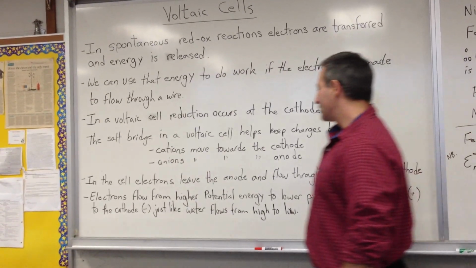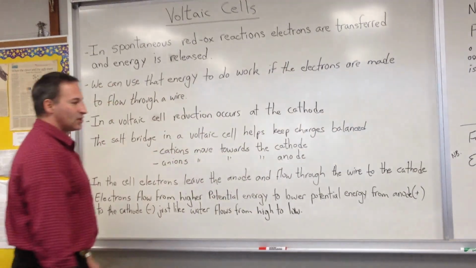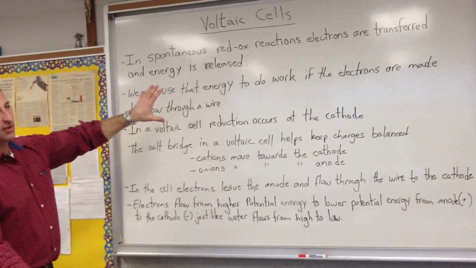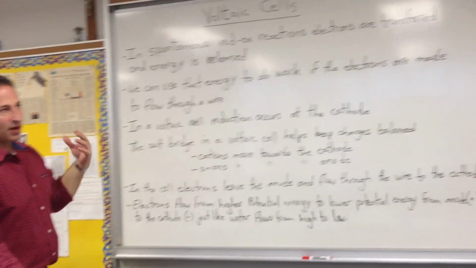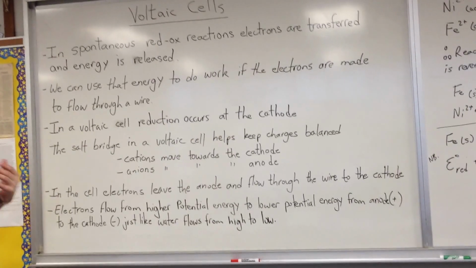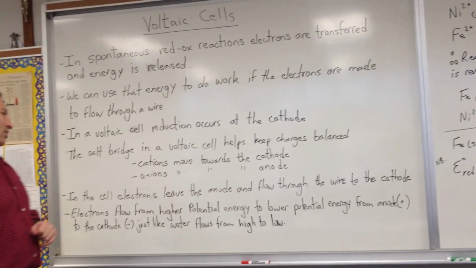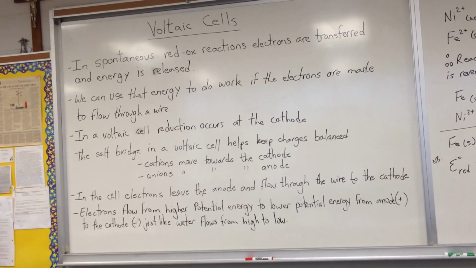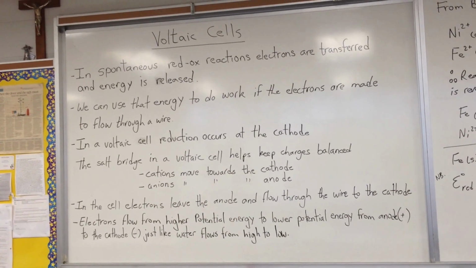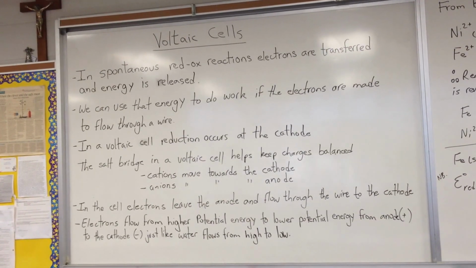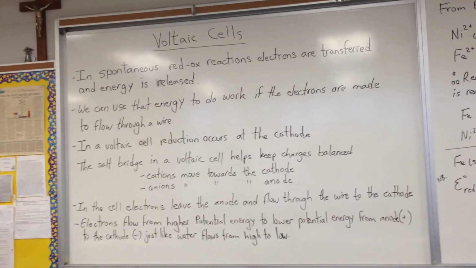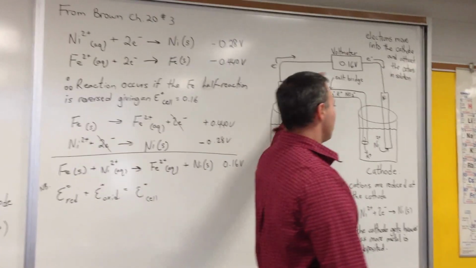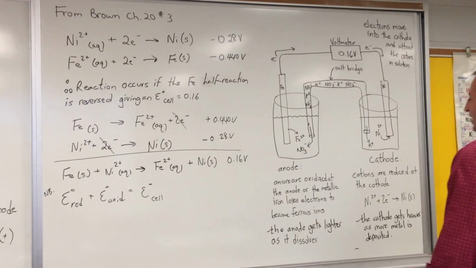In the cell, electrons leave the anode and flow through the wire to the cathode. So it always goes anode to cathode. Normally you draw the anode on the left, cathode on the right. Good way to remember it, A to C. It's alphabetical, anode to cathode. Electrons flow from higher potential energy to lower potential energy, from anode to cathode, just like water flows from high to low. So the anode is the higher energy half reaction, and it drives the other reaction to take electrons.